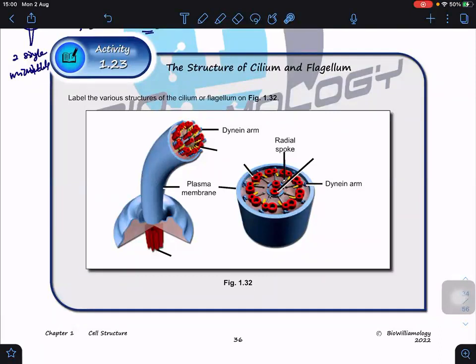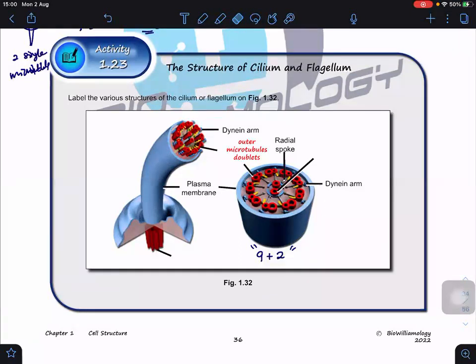Okay, so for the structure of cilia and flagella, what you need to know is that they are arranged in a 9 plus 2 arrangement. So what is 9 plus 2? You can see 9 doublets, right? And 2 single microtubules. Here are the outer microtubule doublets, or just say microtubule doublets. Either say outer microtubule doublets or just microtubule doublets.